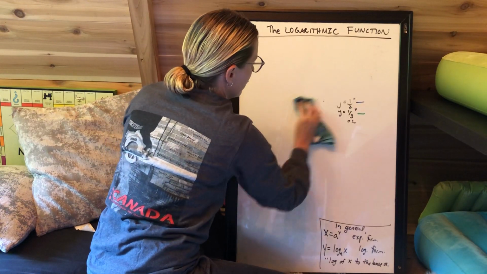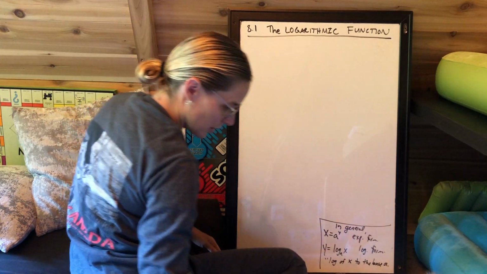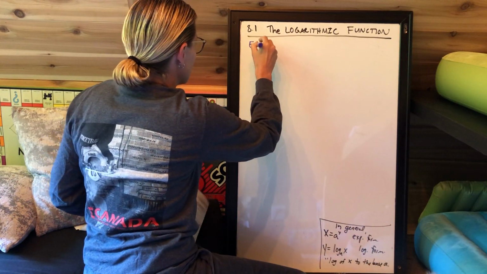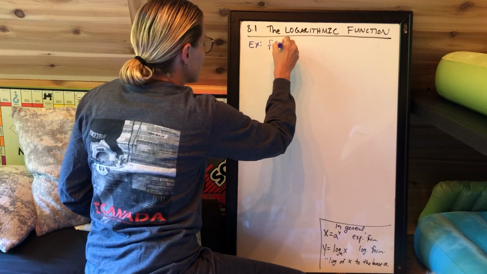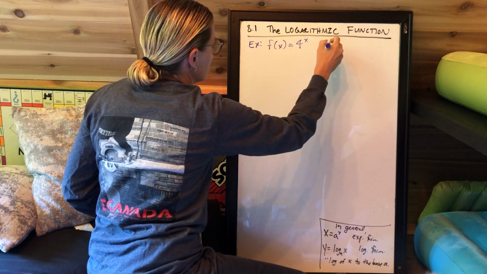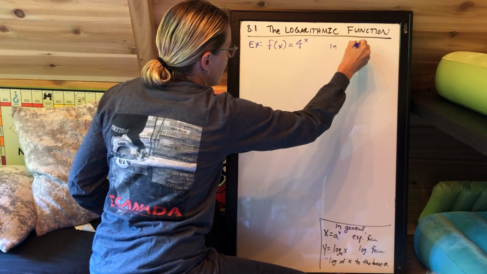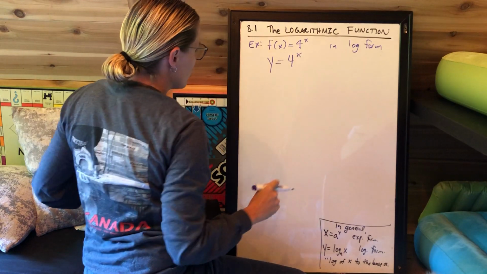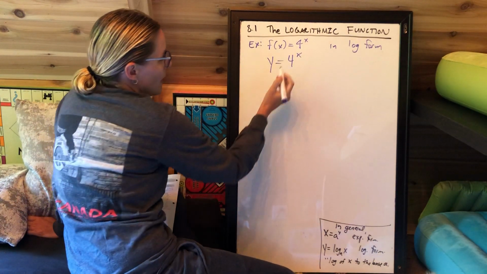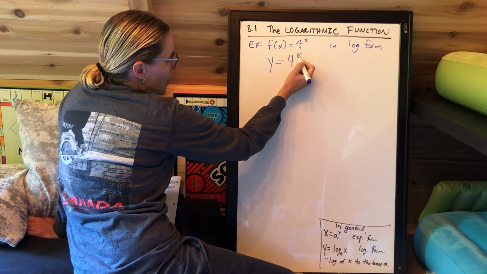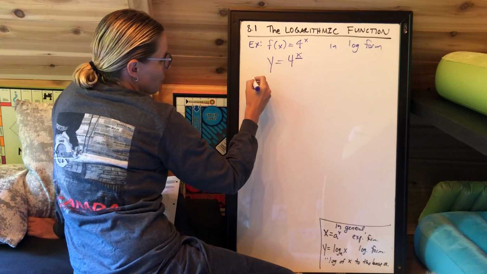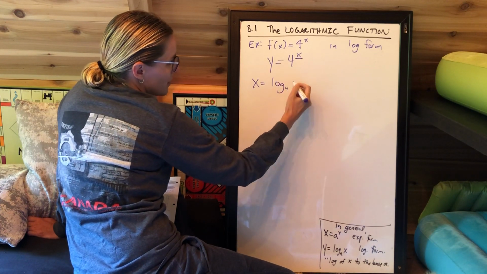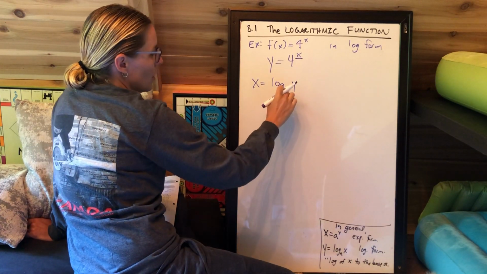Okay, so if you turn your page over, there's a couple more examples. So the first one says, write the inverse of f of x equals 4 to the x in log form. So really this is saying y equals 4 to the x. So you're just applying what we just did. The base remains the base. This is your answer you're looking for. So what happens is the x goes over here, log gets written, the 4 remains your base, and the y goes here.